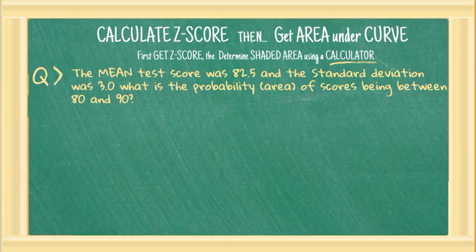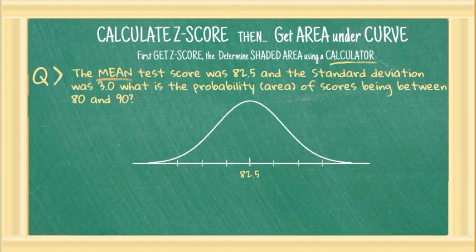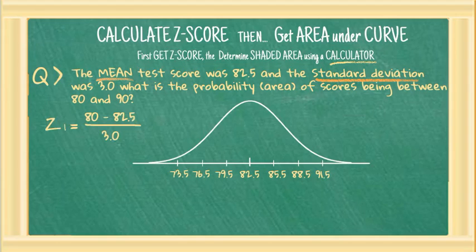All right, so we have to build our curve first of all. Here's our mean, 82.5 in the middle of the curve always. And now here's our standard deviations, increments of 3.0. So I jump out by 3.0 every time. There's 2 deviations in each direction, and there's 3 deviations in each direction. Okay, now where's my range of 80 to 90 going to fall?